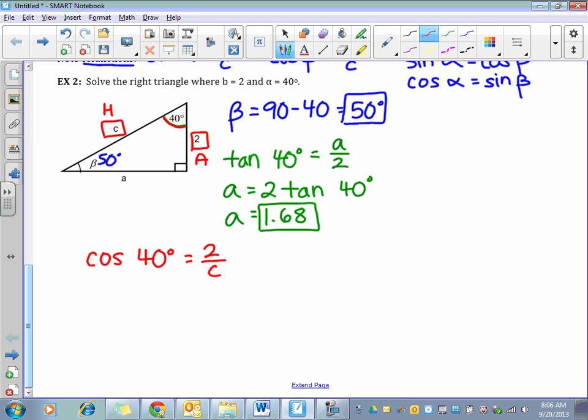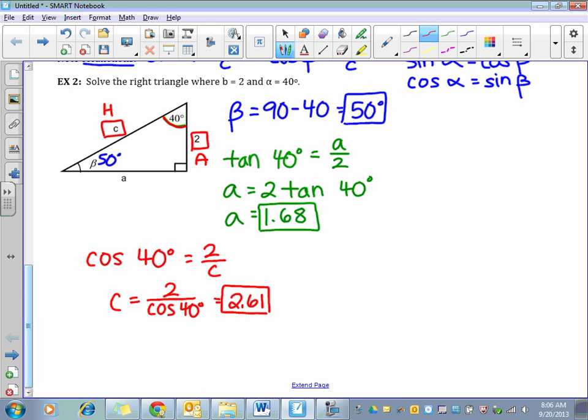Doing some rearranging, this gives us C equals 2 divided by cosine of 40 degrees. And let's go ahead and type that into our calculator. Unfortunately, we can't do that in our heads. And we find that C equals about 2.61.